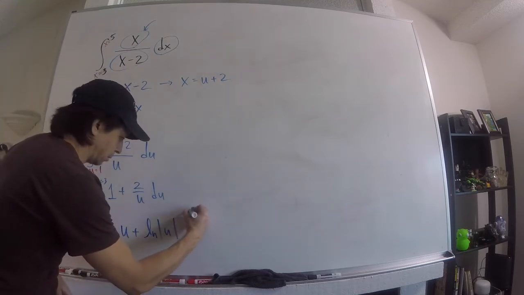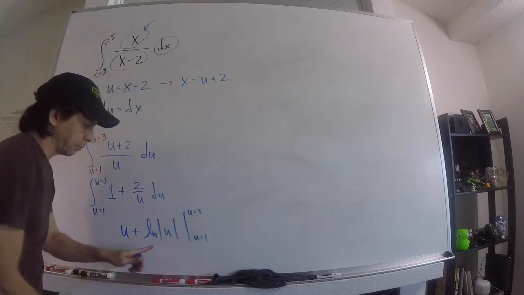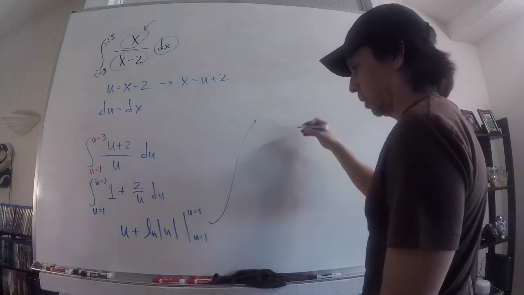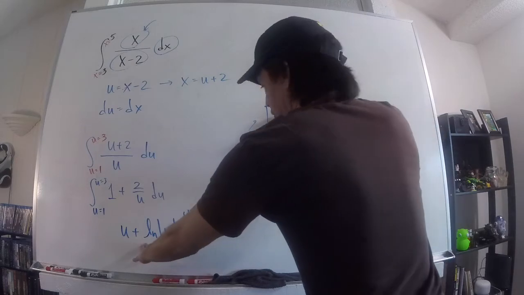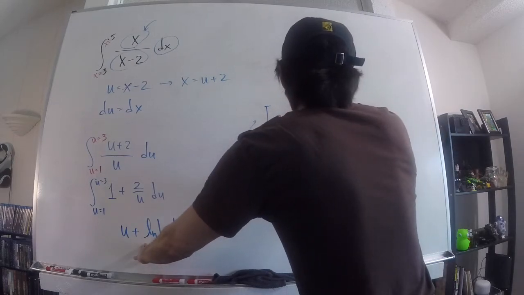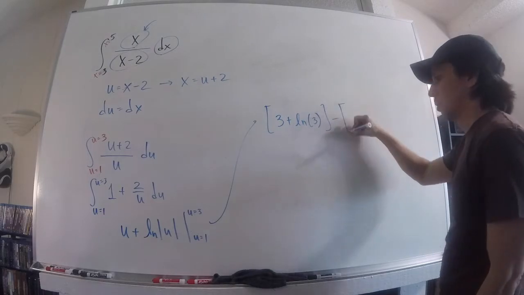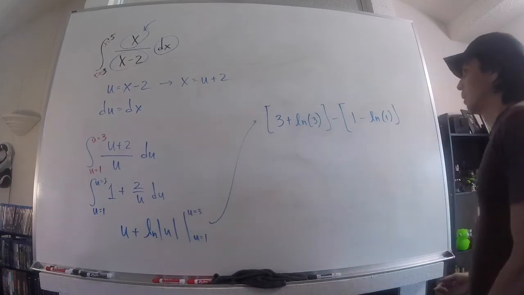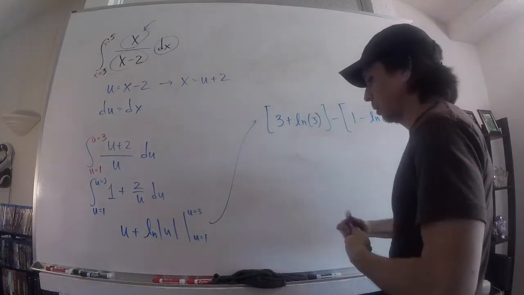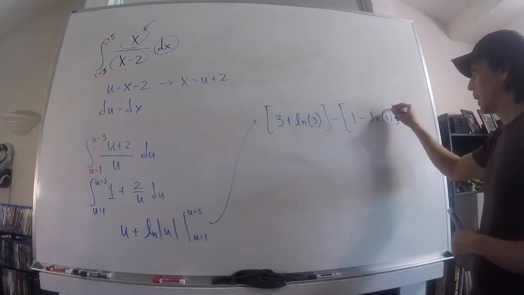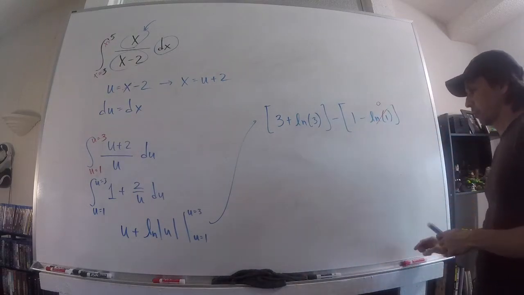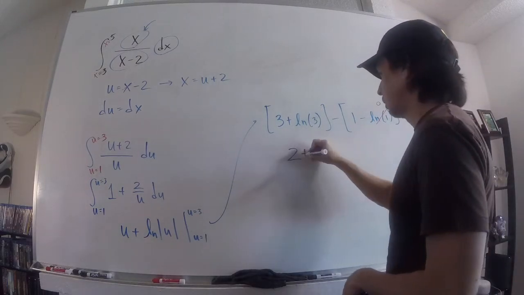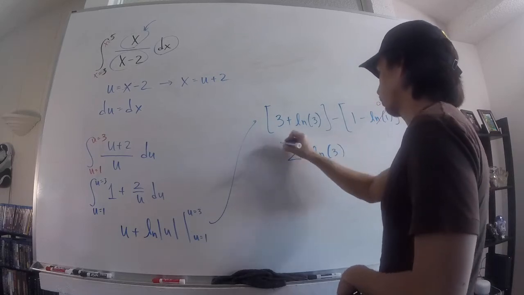Okay. I'm going to be plugging in 3 and 1 in place of u, so the absolute value won't matter because they're positive anyway. It's going to be plugging in 3 into this whole expression: 3 plus ln of 3, minus, plugging in 1 into that expression, 1 minus ln of 1. Note that ln of 1 is 0. They will expect you to reduce that to 0. Then I'll have 3 minus 1, which is 2. That term is gone. And I'll have ln of 3. And that's it.